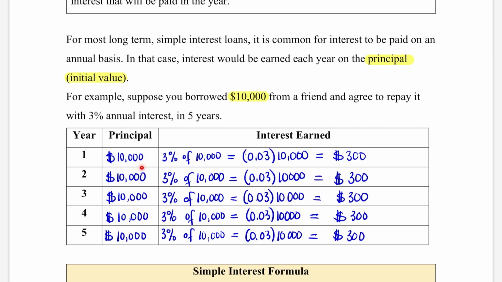So I borrowed $10,000 for 5 years, and each year I'll pay him $300. So the total interest that I'll pay him is 300 plus 300 plus 300 plus 300 plus 300, which is 1,500. After the fifth year, when I repay my friend, I have to repay the principal $10,000 and the interest $1,500. The total repay amount will be $10,000 plus $1,500.